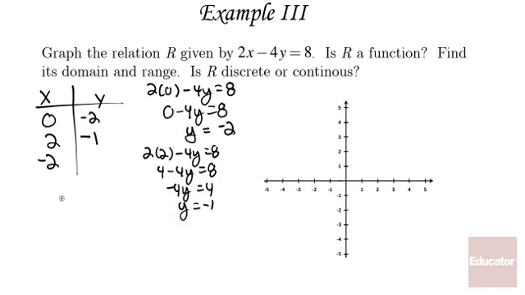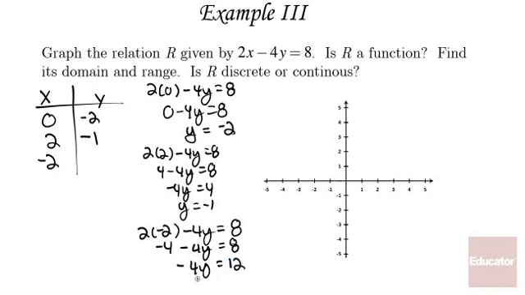And let's do one more. When x is negative 2, this is going to give me negative 4 minus 4y equals 8. That is going to then give me, adding 4 to both sides, negative 4y equals 12, or y equals negative 3. That's good. All right, so when x is 0, y is negative 2. When x is 2, y is negative 1. When x is negative 2, y is negative 3. So right here.